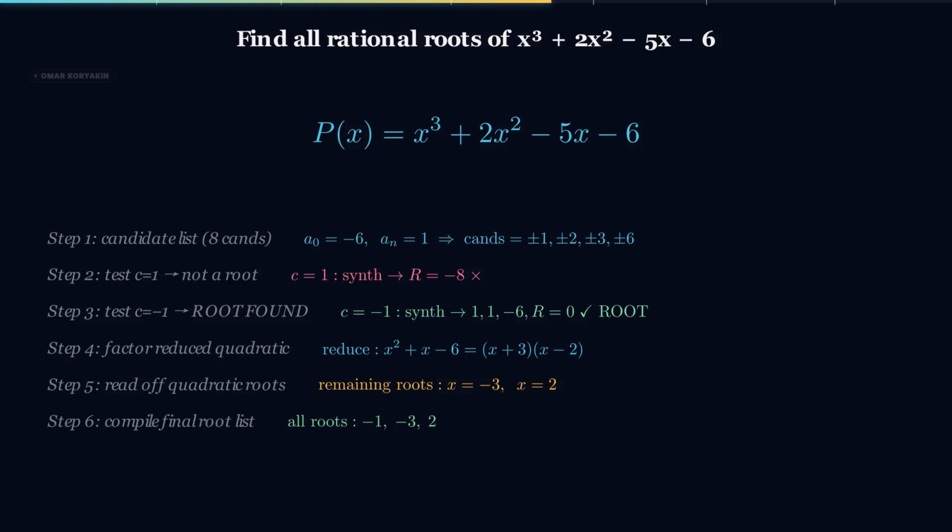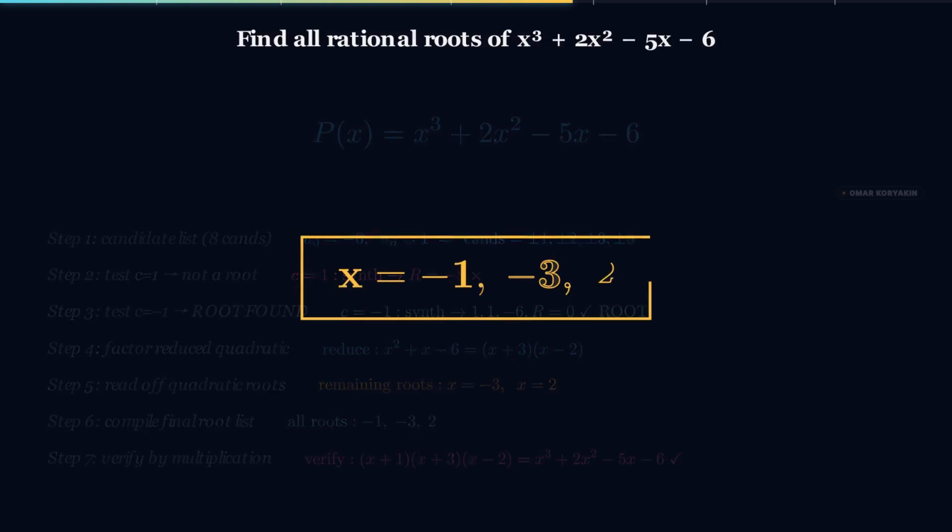Multiply x plus 1 times x plus 3 times x minus 2. Start with x plus 1 times x plus 3, x squared plus 4x plus 3. Multiply by x minus 2: x cubed minus x squared plus 4x squared minus 8x plus 3x minus 6, which collapses to x cubed plus 2x squared minus 5x minus 6. Matches the original polynomial. Verification complete. So the rational roots are -1, -3, and 2.